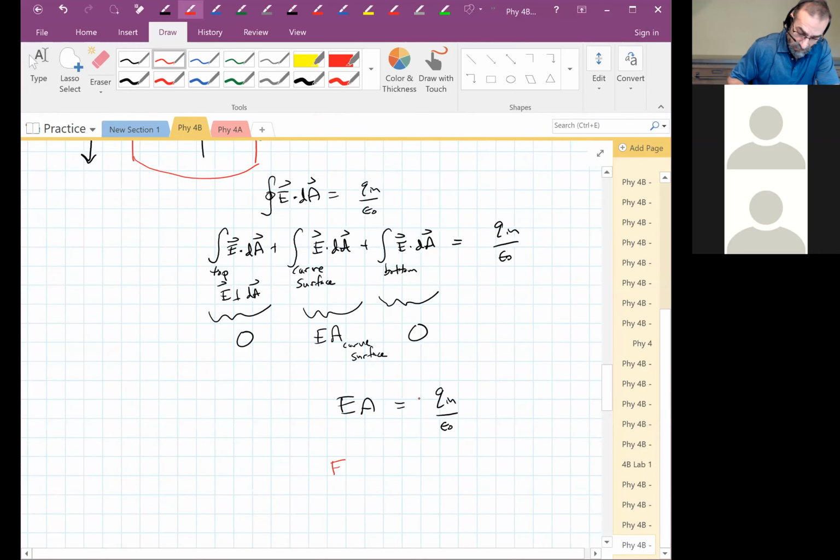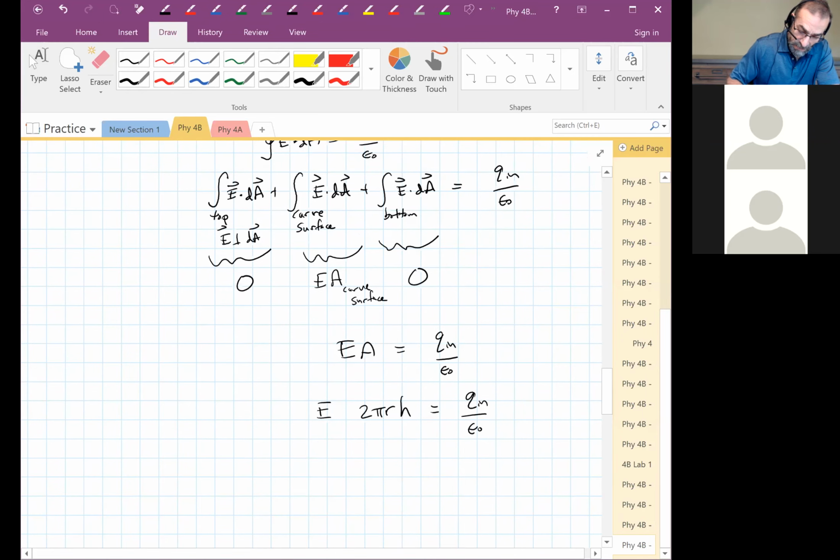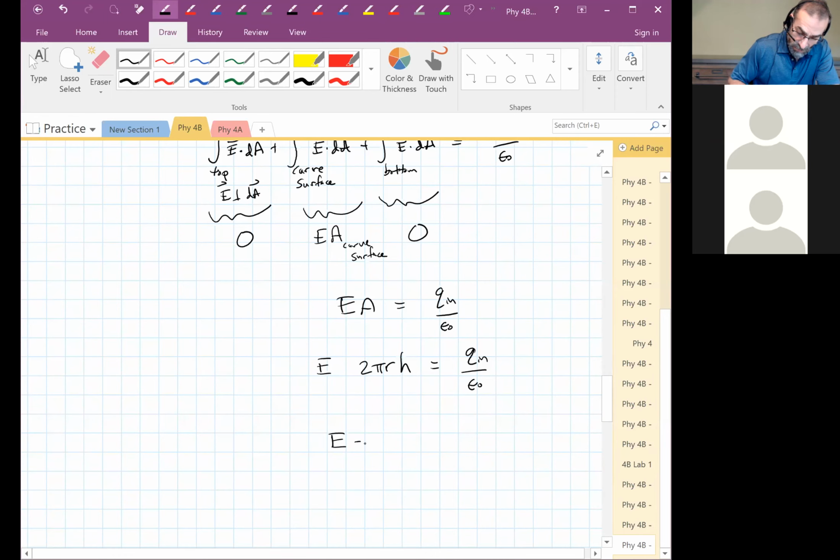So E times the area of our Gaussian surface, 2 pi r h, is Q inside over epsilon naught. And we're trying to find E, so let's move everything over. I like to group my constants together. And then I've got a Q in over H and a 1 over R. So my electric field drops off as 1 over R as I move away from my line charge.